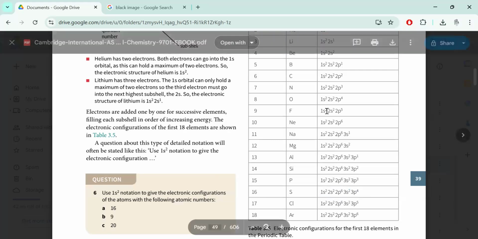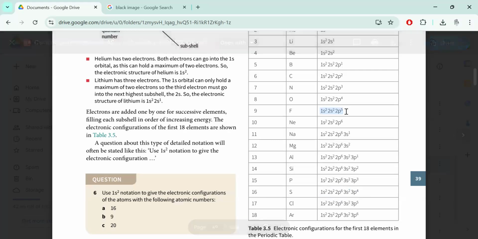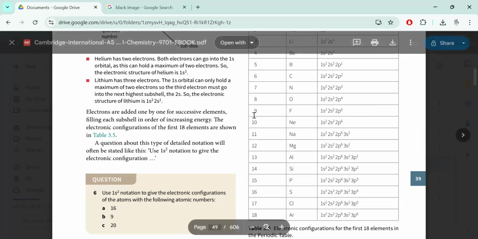So now we have 9, as you can see here, fluorine. 1s2 can hold 2 electrons, and we still have 7 more electrons to go. These 7 electrons all fit in the second level, which can hold up to 8 electrons and it's only 7. So it's 1s2, 2s2, and 2p5, which is equal to 9. 2 plus 2 plus 5, 9.